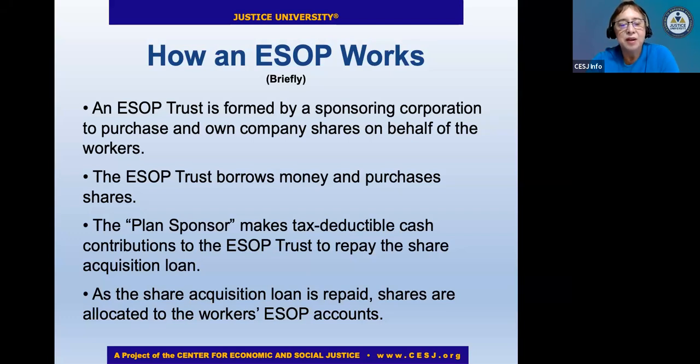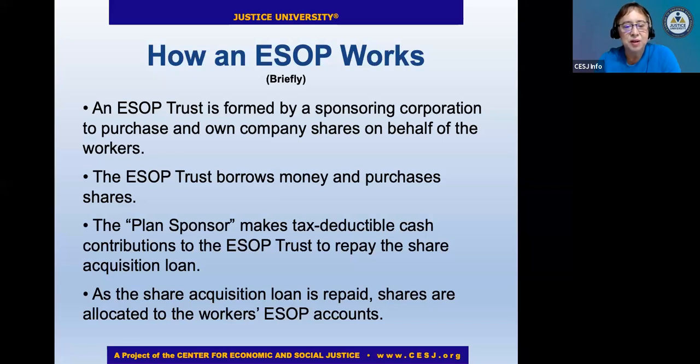If we understand how the ESOP works generally in terms of loans, you'll see how the pattern carries over to the others. But an ESOP trust is formed by the sponsoring corporation, and it's in order to purchase and own the company shares on behalf of the workers. So you have the trust, which is something that shields the employees from the risk of the corporation going under. Their assets cannot be seized. It also, while anything is inside the ESOP, it's not taxed.